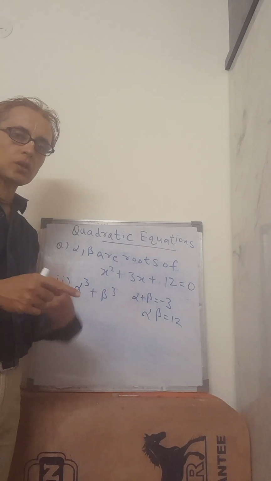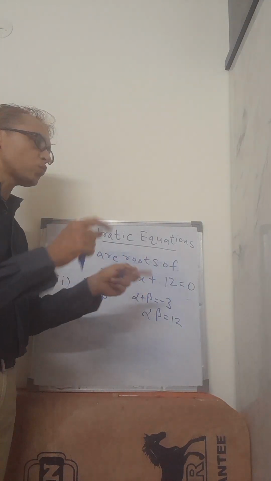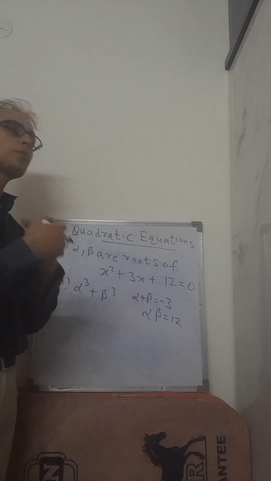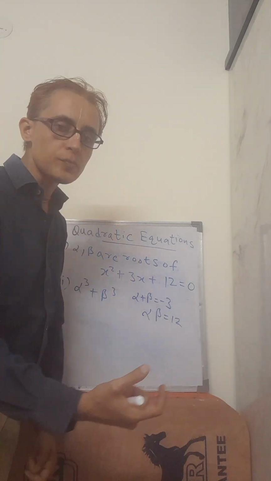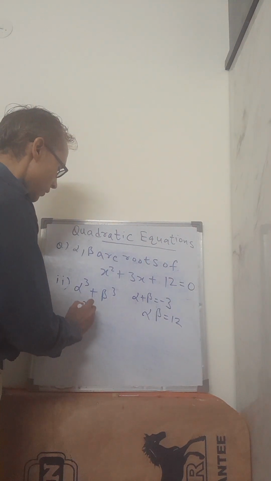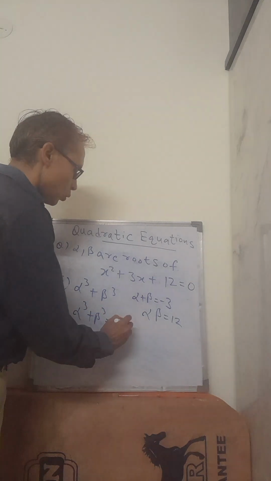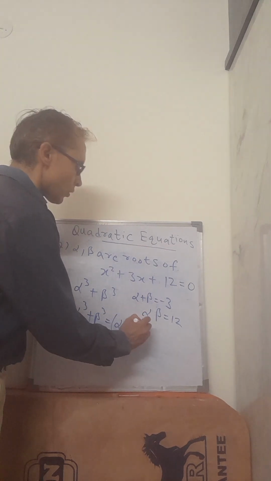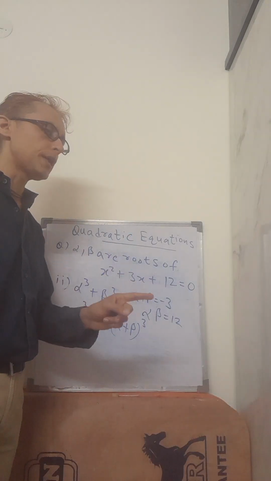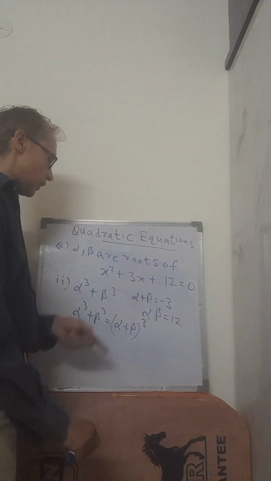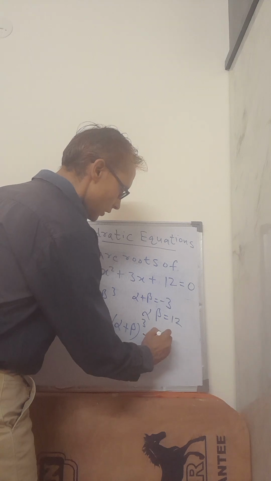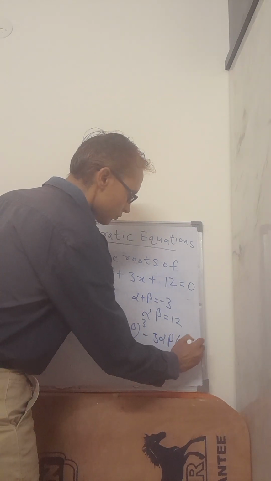Now again, in the previous question it was alpha square plus beta square. How did we think about it? We thought that if you do alpha plus beta whole square, then we get a term of alpha square plus beta square. Now how do we get alpha cube plus beta cube? In the same way, if you do alpha plus beta whole cube, then you get a term of alpha cube plus beta cube. If you know the formula for alpha plus beta whole cube, you can write it down: alpha plus beta whole cube is alpha cube plus beta cube plus 3 alpha beta into alpha plus beta. So the value of alpha cube plus beta cube is alpha plus beta whole cube minus 3 alpha beta into alpha plus beta.